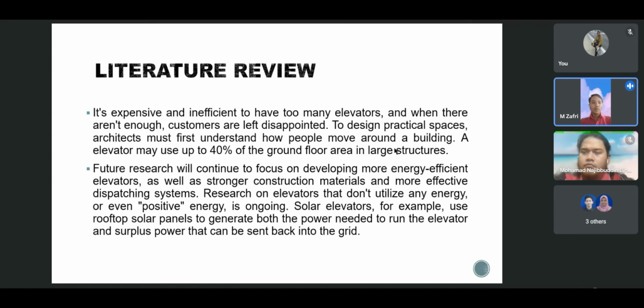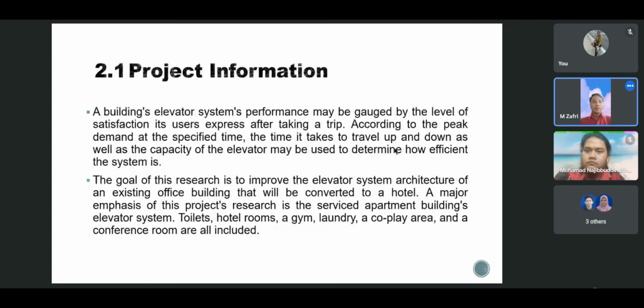The future research will continue to focus on developing more energy efficient elevators as well as stronger construction materials and more effective dispatching systems. The research on elevators that don't utilize engines is ongoing. So solar elevators, for example, use rooftop solar panels to generate both the power needed to run the elevator and surplus power that can be sent back into the grid. The next slide.